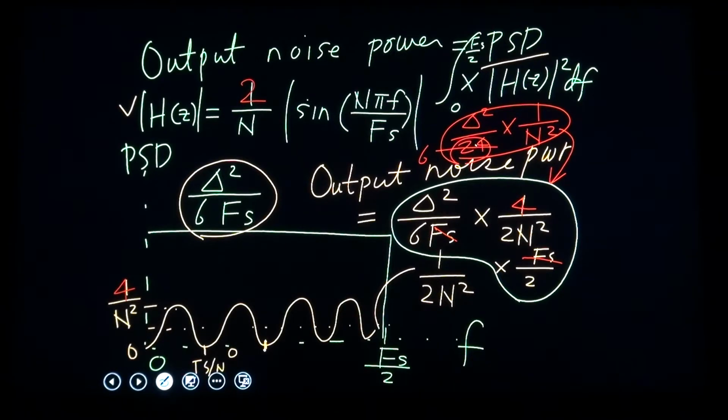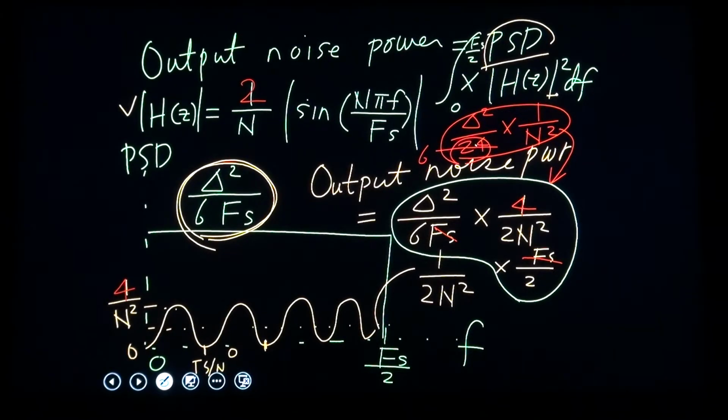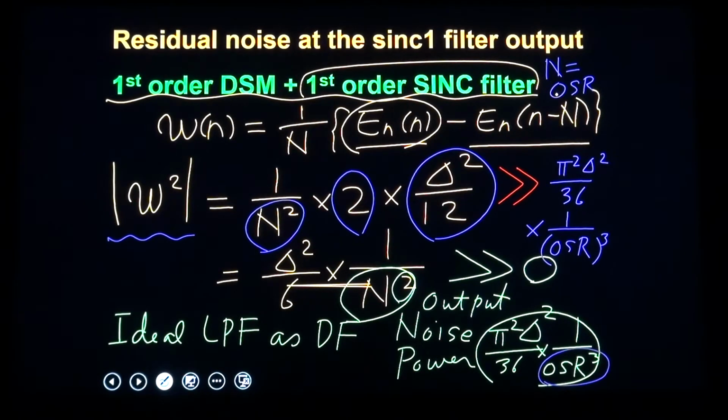So the output noise power is the multiplication of the power spectral density times H square. We get delta square over 6 times 1 over n square, which is the same as the previous case if n is OSR. So we got the same result in the frequency domain analysis.